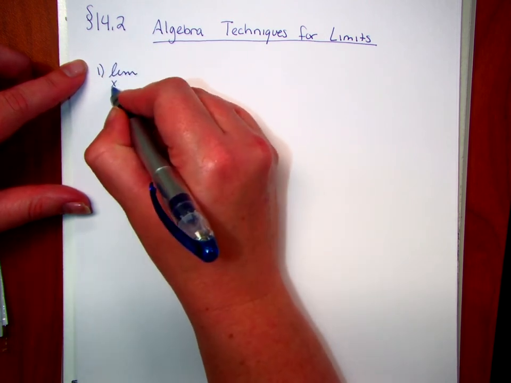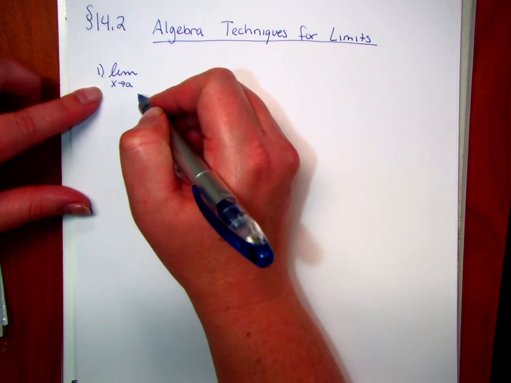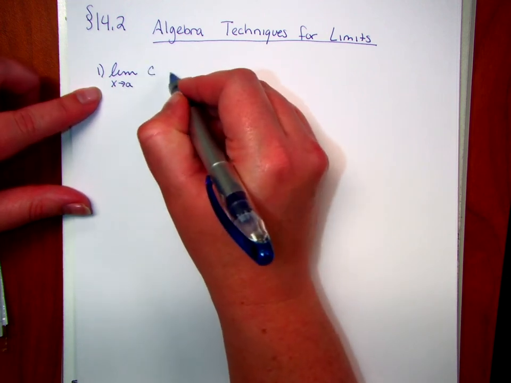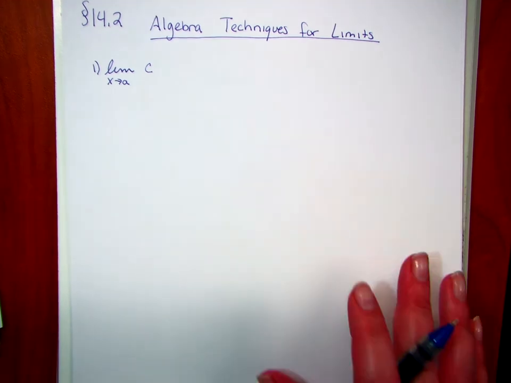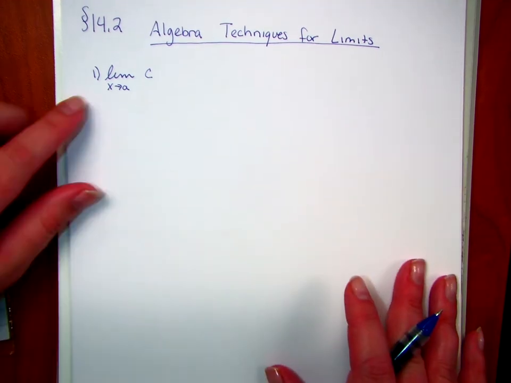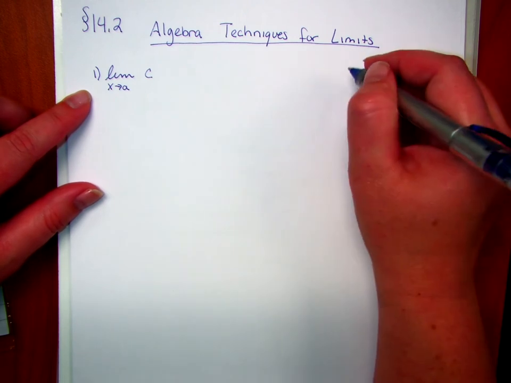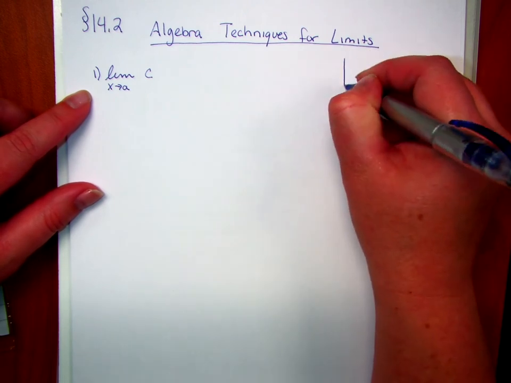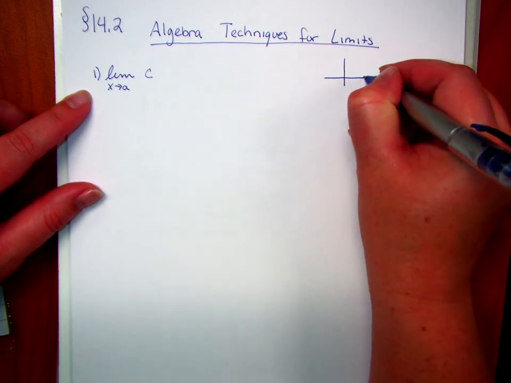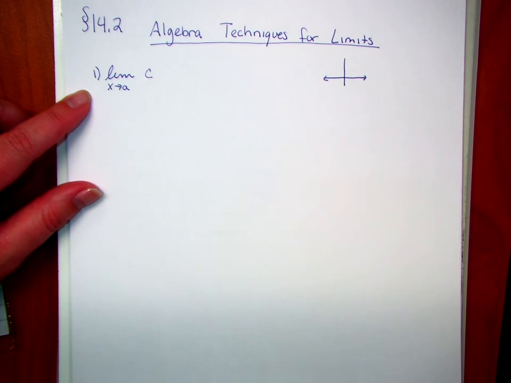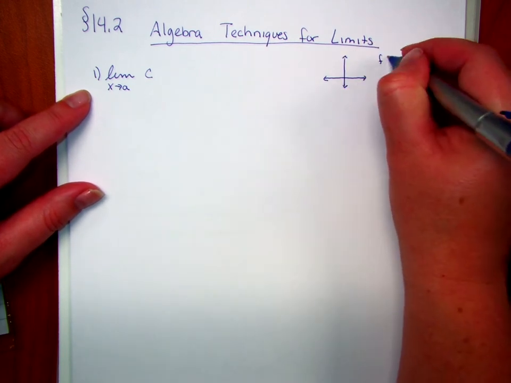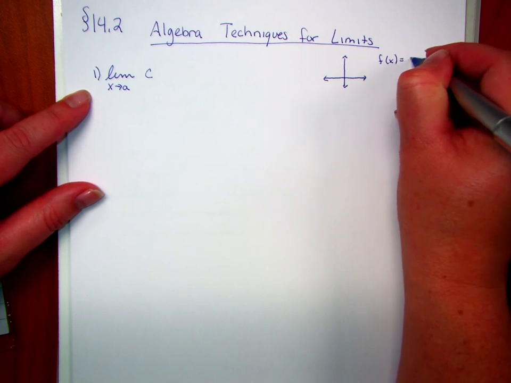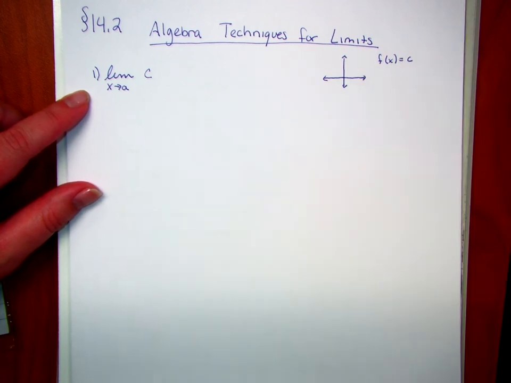is when we evaluate the limit as x approaches a of a constant. All right, so some number c. So c could be positive, it could be negative, but what is the limit of a constant? Right? I am going to look at the graph to show you what this answer is. What does a constant function look like? Right? So if we had f of x equals a constant, right?